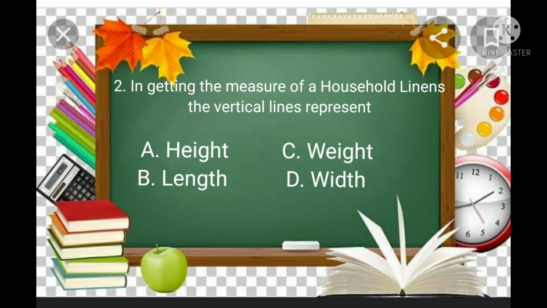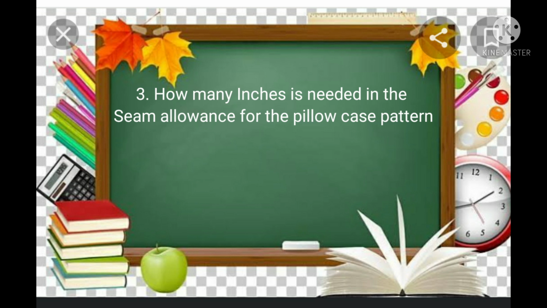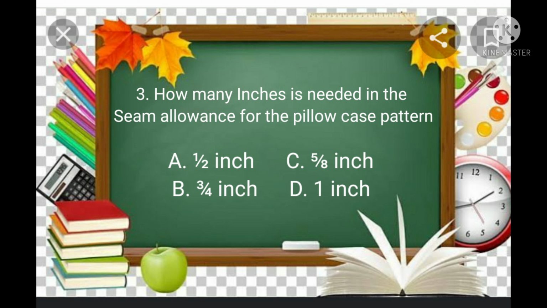Number 2. In getting the measure of a household linens, the vertical lines represent the A. Height, B. The length, C. The width, or D. The width. Number 3. How many inches is needed in the seam allowance for the pillowcase pattern? A. 1/2 inch, B. 3/4 inch, C. 5/8 inch, and D. 1 inch.